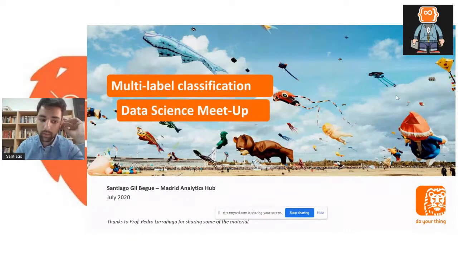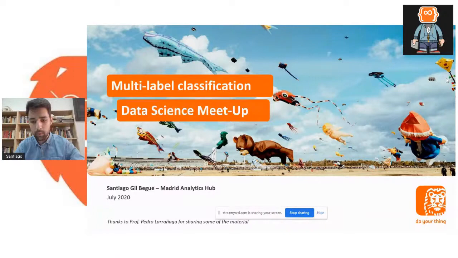The topic of this second talk today is about multi-level classification, which is a topic I'm familiar with because of my PhD. And actually, I would like to thank my supervisor, Professor Pedro Larrañaga, for sharing some of the material I'll present today. So today we will introduce multi-level classification.